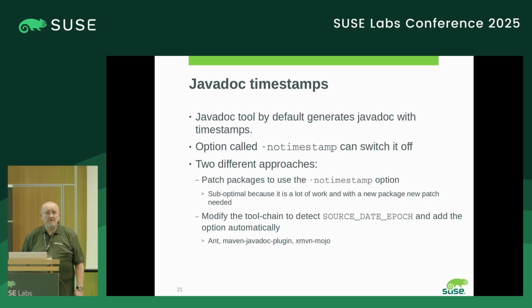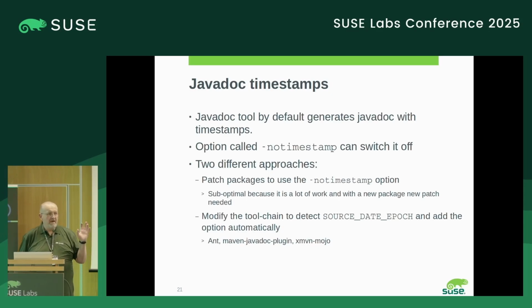The other thing is that we generate documentation with Javadoc, and Javadoc is another thing that loves to timestamp stuff. There is an option for Javadoc invocation that is no timestamp, and we had two different possibilities. We had the possibility to go over all packages and find where Javadoc is called, which would be really not optimal, because with every new package we would have to audit again, and sometimes you forget that you have to do it. So we decided to go through the toolchain, like Ant, then Maven plugins, and different ones, looking where it actually invokes the generation, and we added this option into the toolchain.